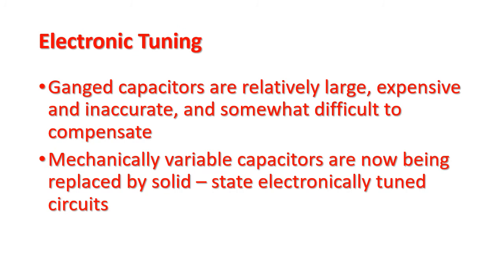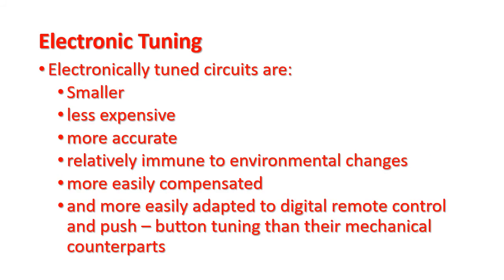Electronic tuning. Gang capacitors are relatively large, expensive, and inaccurate, and somewhat difficult to compensate. Mechanically variable capacitors are now being replaced by solid-state electronically tuned circuits. Electronically tuned circuits have these advantages: they're smaller, less expensive, more accurate, relatively immune to environmental changes, more easily compensated, and lastly, they are more easily adaptable to digital remote control and push-button tuning than their mechanical counterparts.